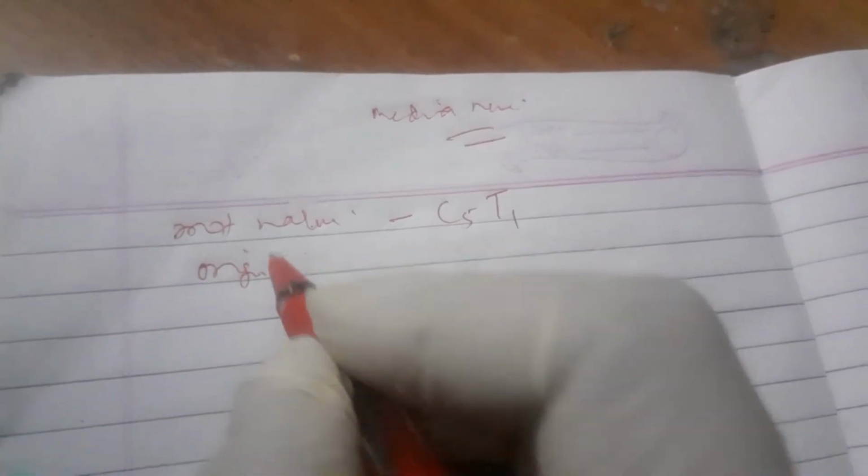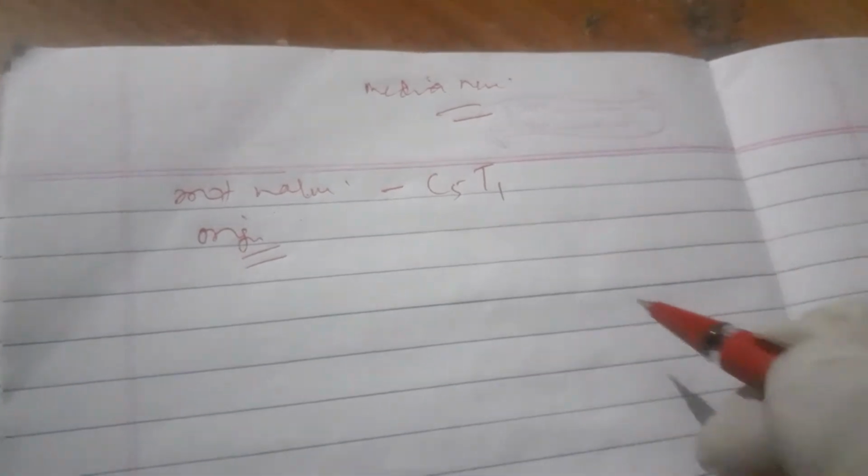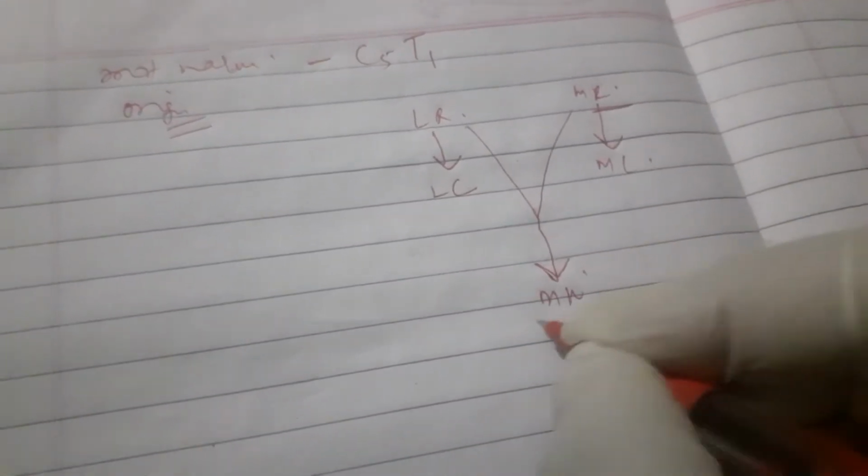Its origin: it originates from two roots, that is the lateral root and the medial root. The lateral root arises from the lateral cord and the medial root arises from the medial cord. Now these two roots unite to form the median nerve. Now coming to the course of the median nerve.